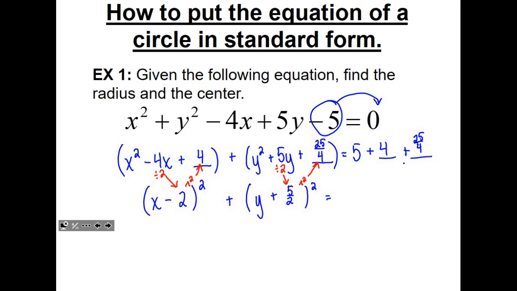So this is going to be 9 plus 25 over 4, and that would be, like if we multiplied by 4 on top and bottom there, that would be 36 over 4 plus 25 over 4, and that would give us 61 over 4, so we get 61 over 4 here.